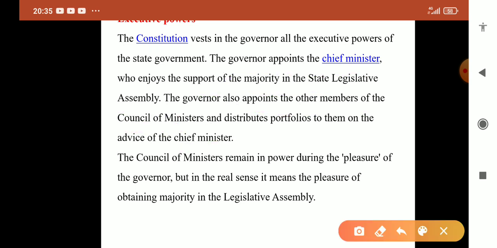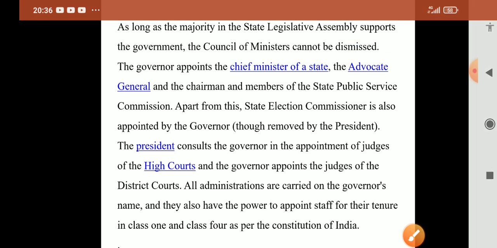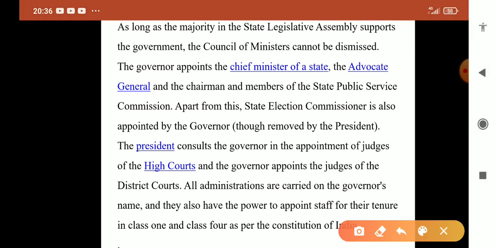Then the council of ministers remain in power during the pleasure of the governor, but in real sense, it means the pleasure of obtaining majority in the legislative assembly, right. So he appoints CM and all the ministers and distributes portfolios to them also. As long as the majority in the state legislative assembly supports the government, the council of ministers cannot be dismissed. Keep in mind here, the governor cannot dismiss them, right?